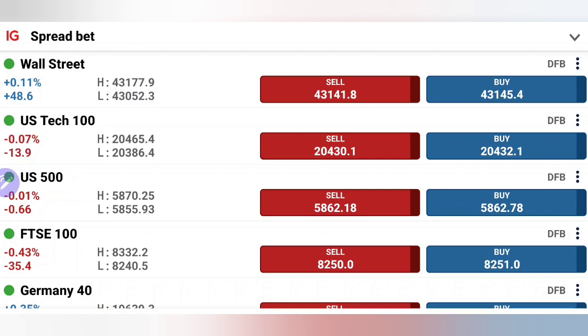We'll do a multi-time frame analysis in order to arrive at a point where you can take a trade, whether on the buy side or sell side.